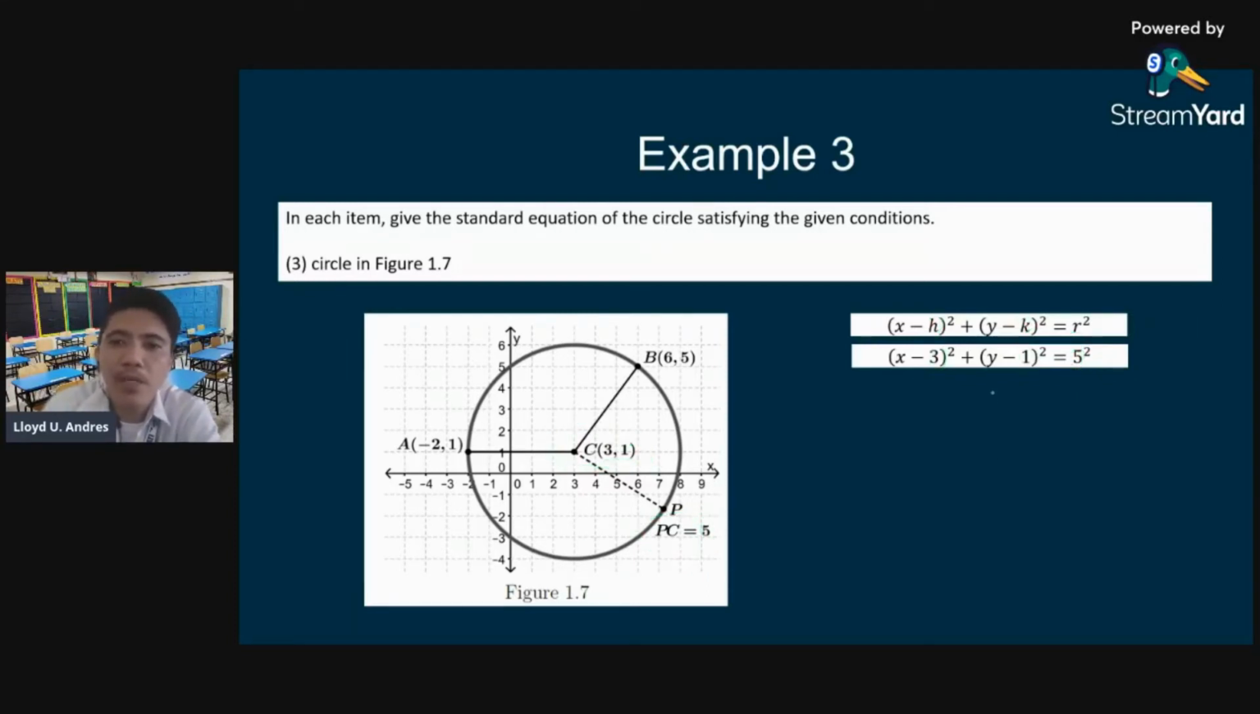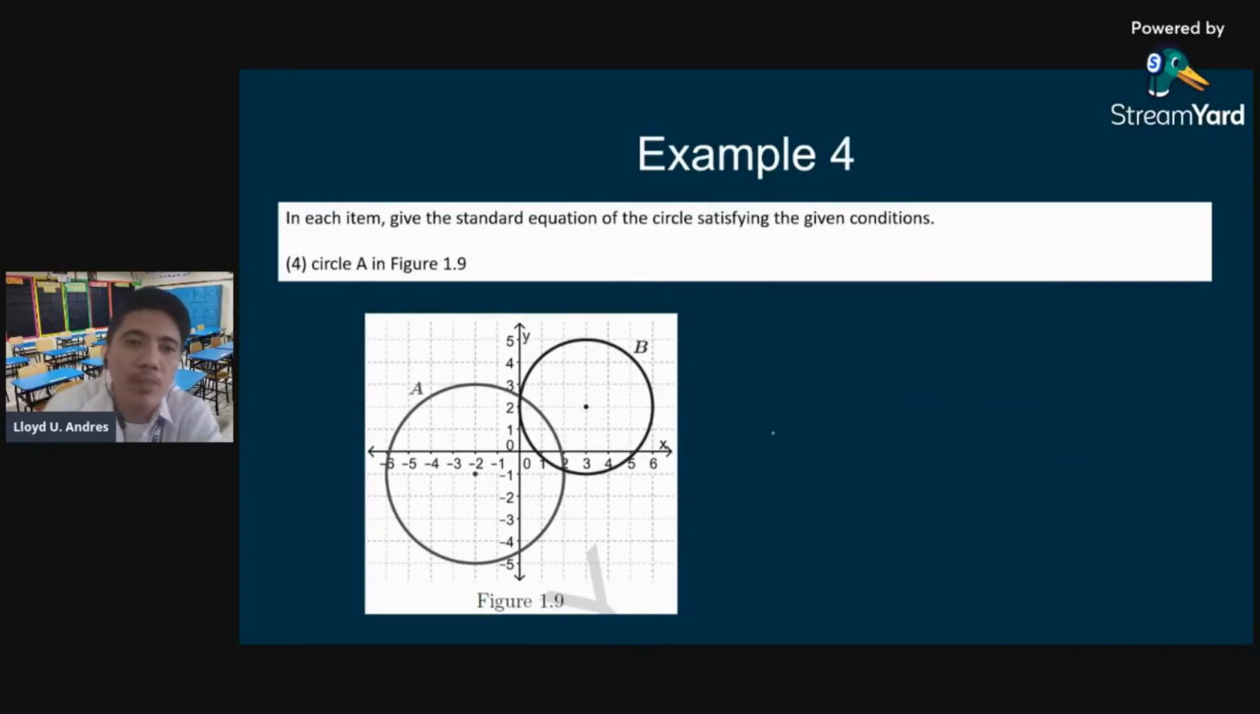And simplifying this one, the final answer will be the quantity of x minus 3 squared plus the quantity of y minus 1 squared is equivalent to 25 because 5 squared is 25. So this is the standard form of equation of the circle in figure 1.7. So that's example 3.